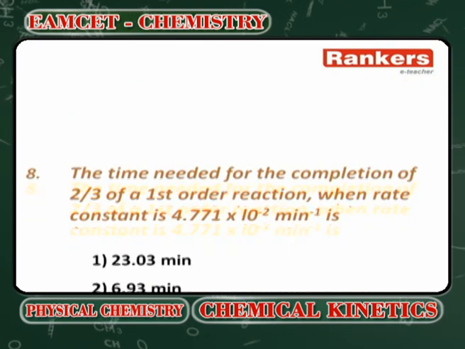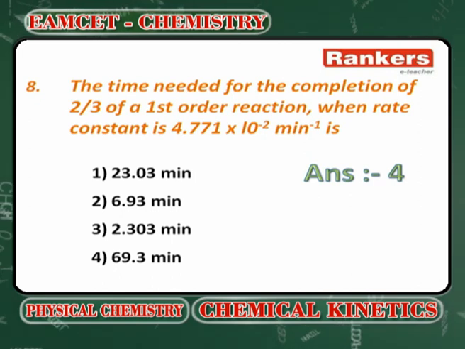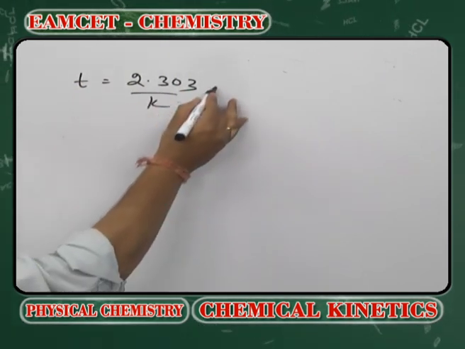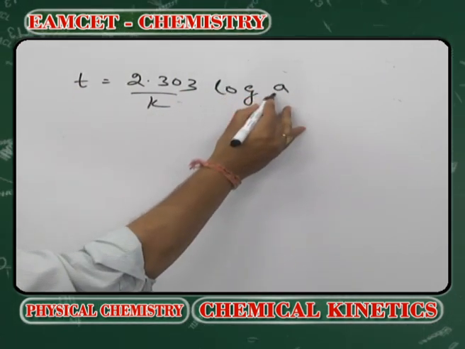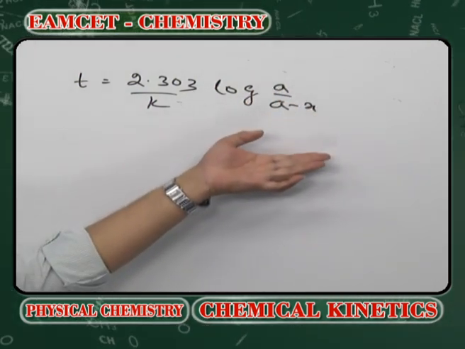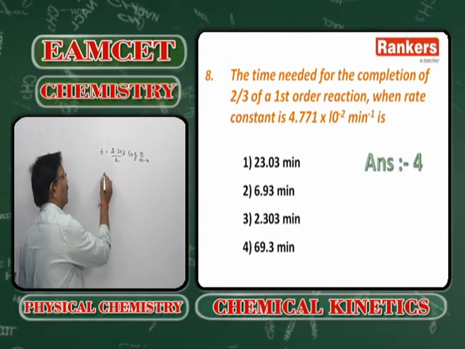Next, the time required for the completion of 2 by 3rd of the first order reaction when the rate constant is given. We have to find the time. And what is the expression for the time? To find the time, t is equal to 2.303 by k log a by a minus x. Here a stands for initial concentration and a minus x stands for final concentration.